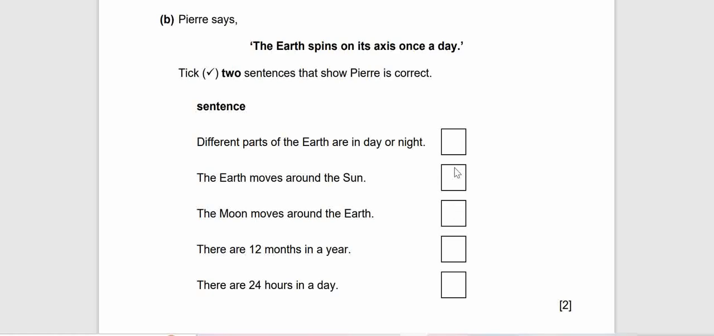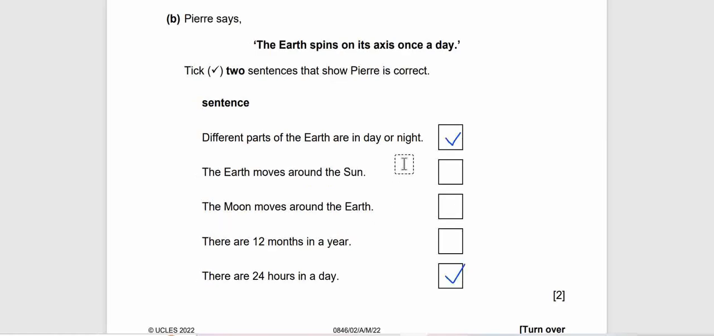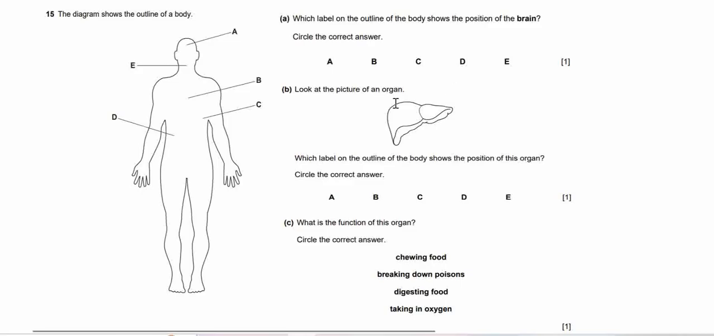Well, let's open up the answer. Here we go. So different parts of the Earth are in day or night. So that will be the result of the Earth's spin on its axis. There are 24 hours in a day. Next. Okay, now we are in question 15.